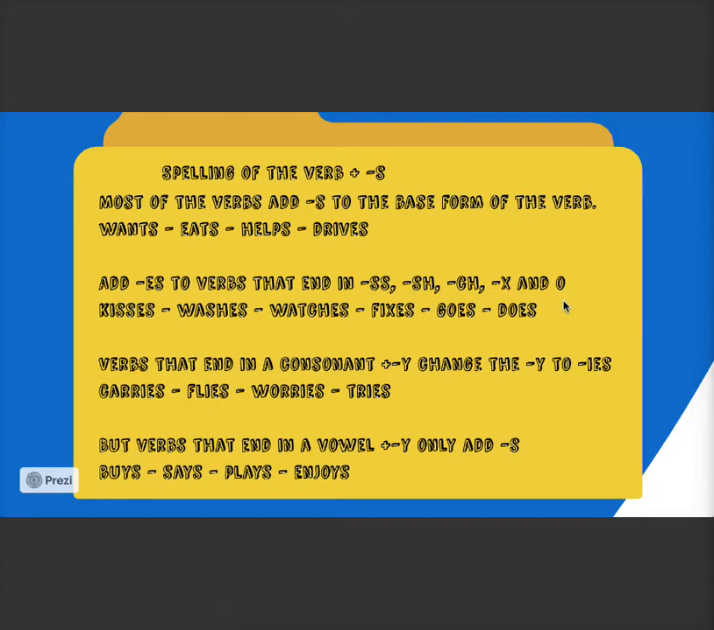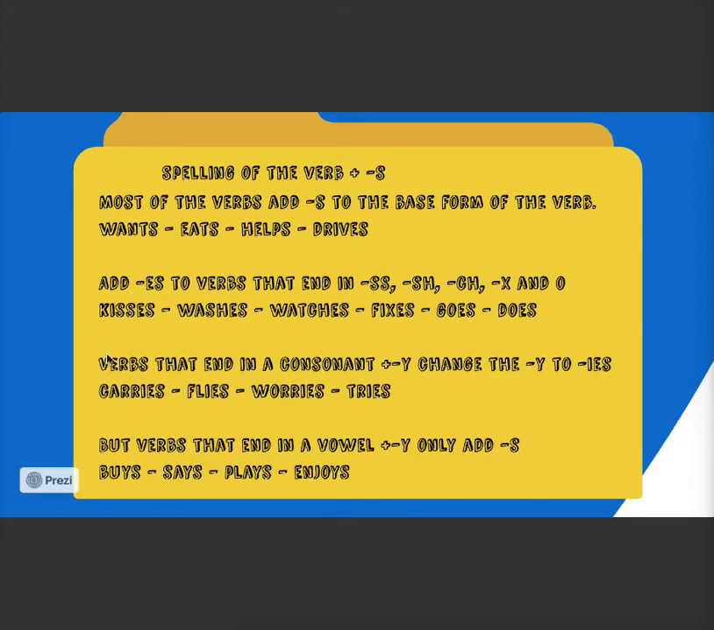Exactly the same. And this one: I do my homework. She does her homework. Yeah. Very good. So can you see, babies? Keep it in mind: verbs ending with double S, SH, CH, X, and O, you have to add ES. No me agregan solo una S, sino la ES.